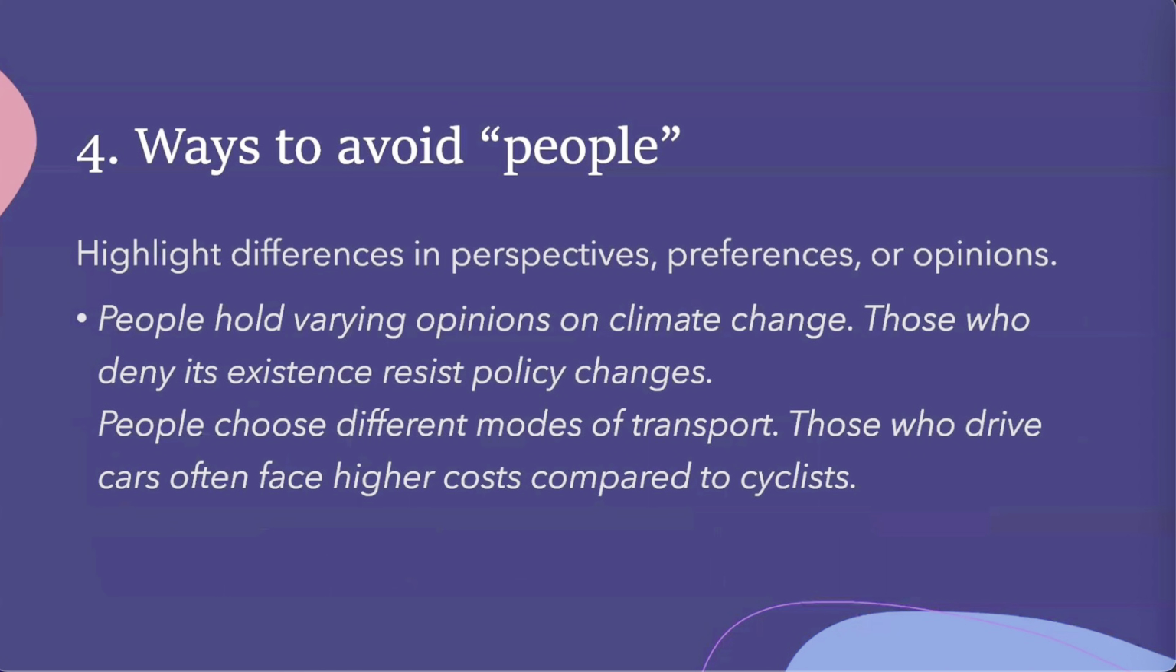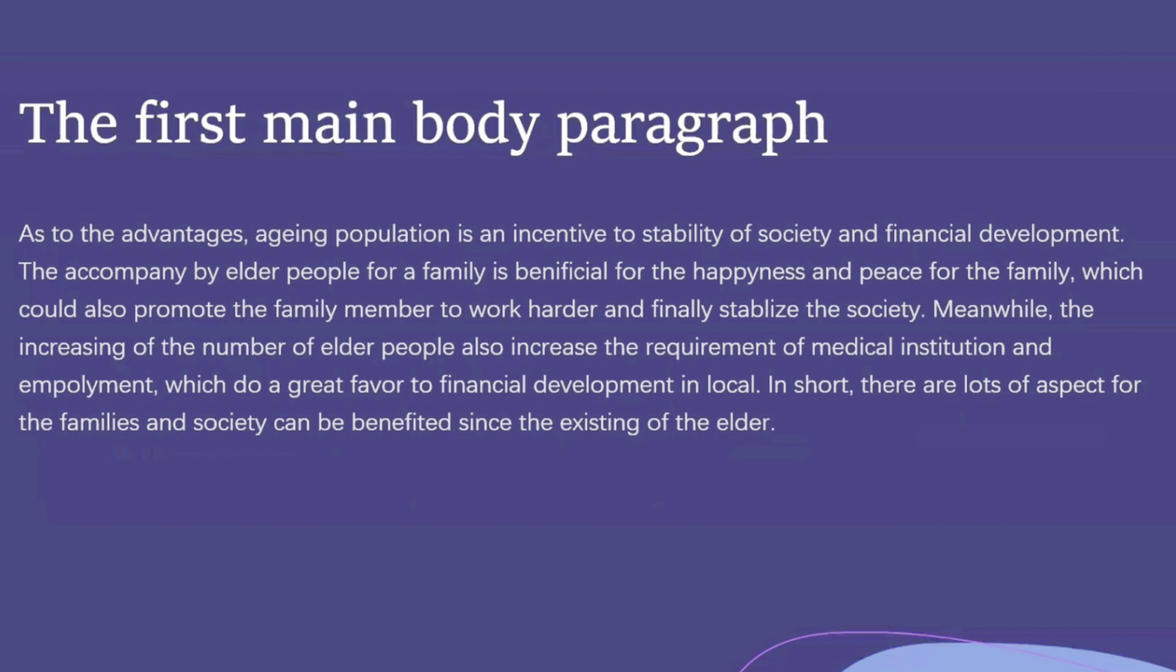For example, people hold varying opinions on climate change. Those who deny its existence resist policy changes. Or, people choose different modes of transport. Those who drive cars often face higher costs compared to cyclists. So here's the first main body paragraph of the student's answer. So if you're watching the video, you can pause and read it.